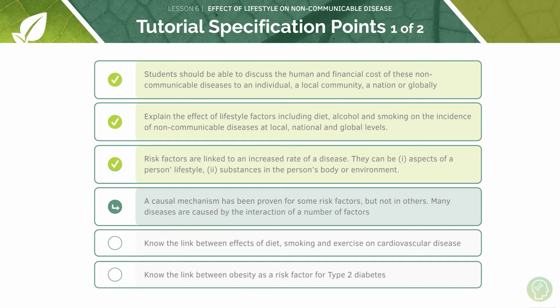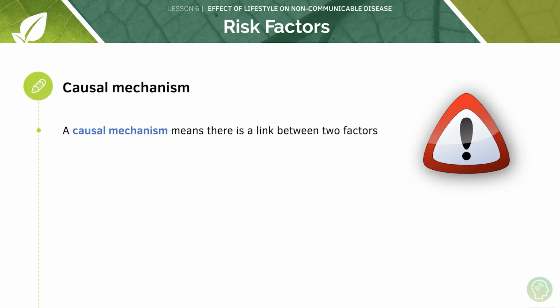So something that I want to draw upon here is that correlation does not always mean causation. Now I'm sure you've heard this phrase a lot, so we're just going to break this down and make sure that you really understand it. So a causal mechanism means that there is a link between two factors. So I can confidently say that X causes Y. But a correlation does not always prove causation.